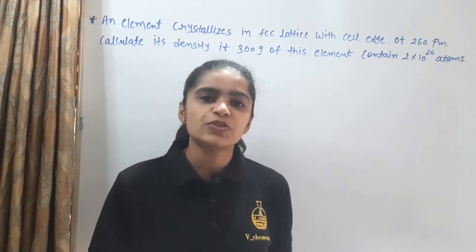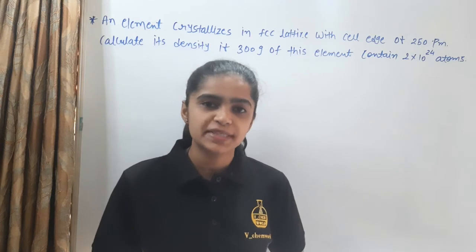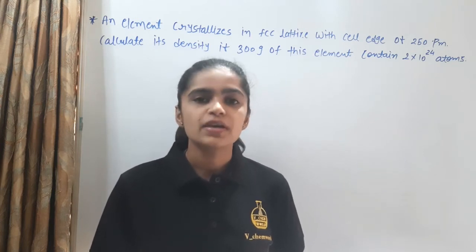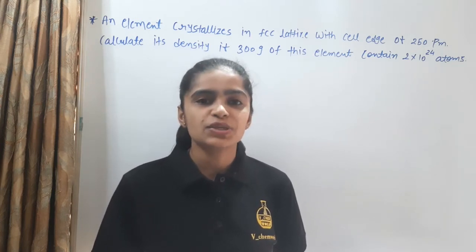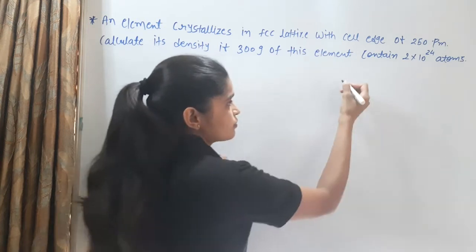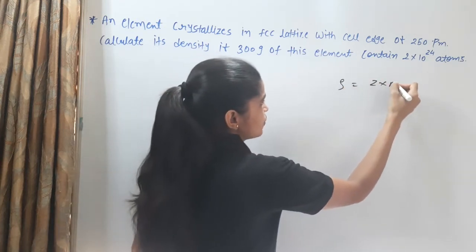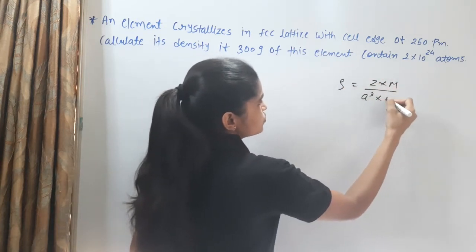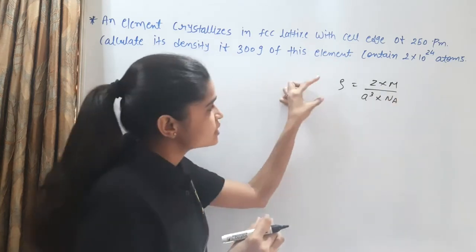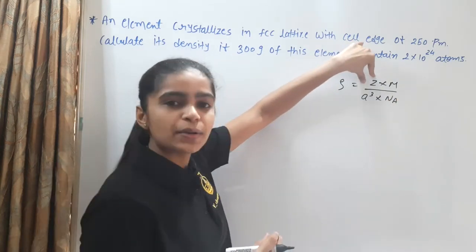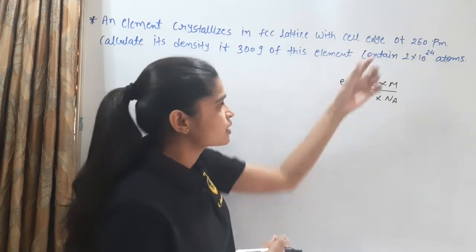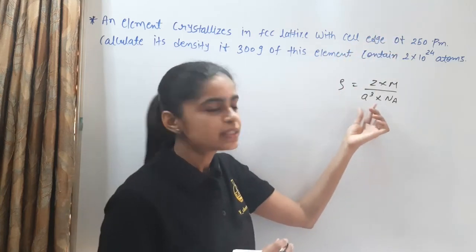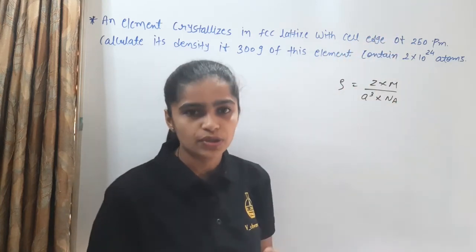Today we will discuss different examples based on unit cell dimension and density. We know the relationship rho is equal to Z into M upon a cube into Na. Rho is density, Z is the number of atoms present in the unit cell, M is mass, a cube is the volume of the unit cell, and Na is the Avogadro number.